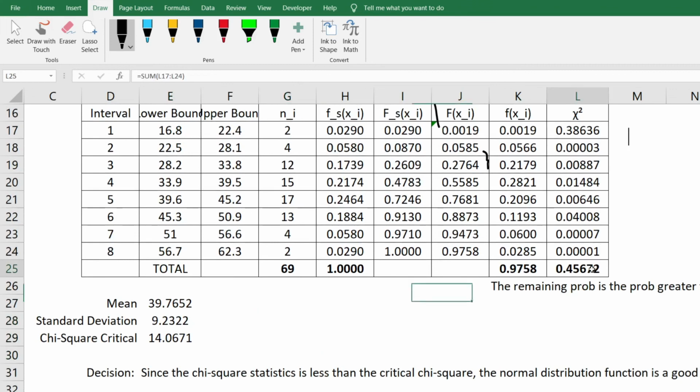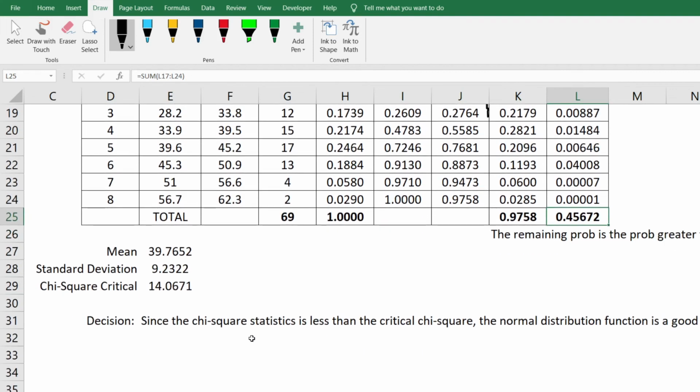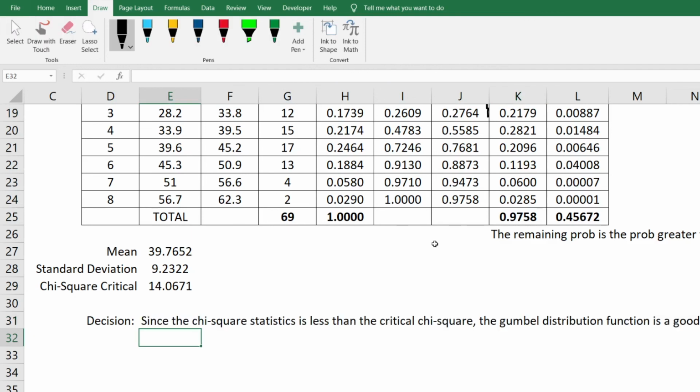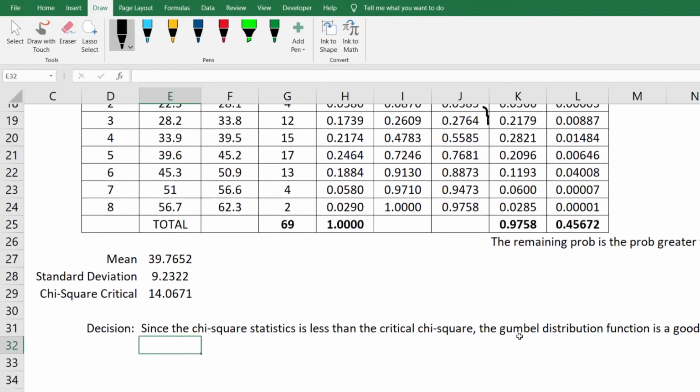And then compare natin yung chi-square. Since mas maliit yung computed chi-square natin, we call it the chi-square statistic. Since this is less than the critical chi-square, the Gumbel distribution function is a good fit. Good fit din yung Gumbel, kagaya ng normal kanina. Alright, so that's how we do it using the Gumbel distribution.